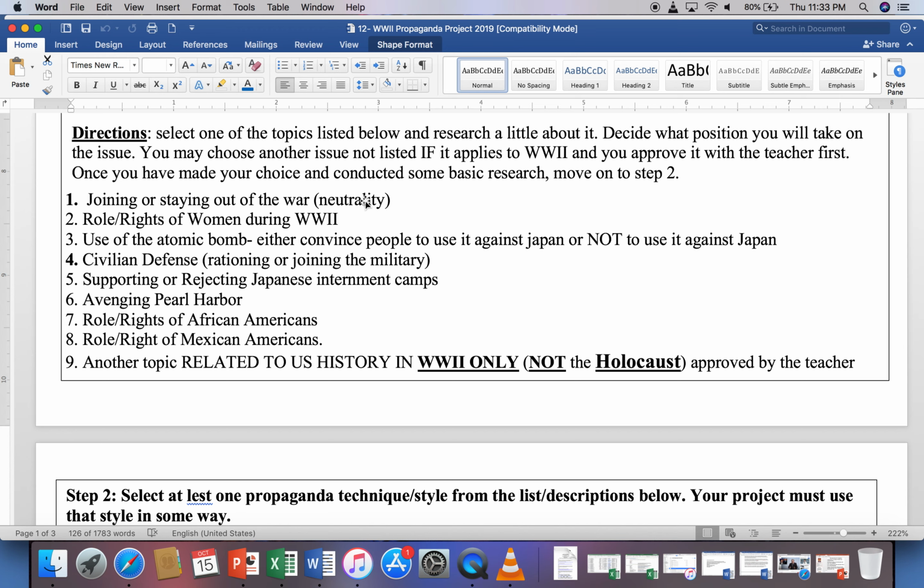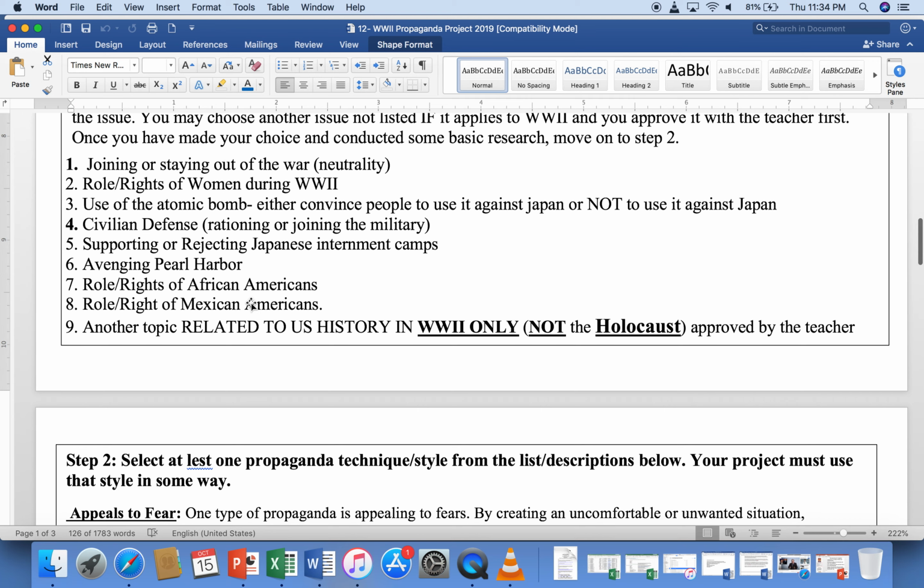Number 5, supporting or rejecting Japanese internment camps. We will talk about Japanese internment camps later, but if you want to do this as your topic, you're going to need to do a little bit of research. So the two positions or points of view here is yes, I want Japanese internment camps, or no, we should not have Japanese internment camps. And your poster should be clear if that's what you choose on what your position is. Okay. The next one is avenging Pearl Harbor, right? Pearl Harbor happens, Americans are really upset, and perhaps you want to create a piece of propaganda which name calls Japan and says we need to go to war to defend our honor, right? That would be avenging Pearl Harbor.